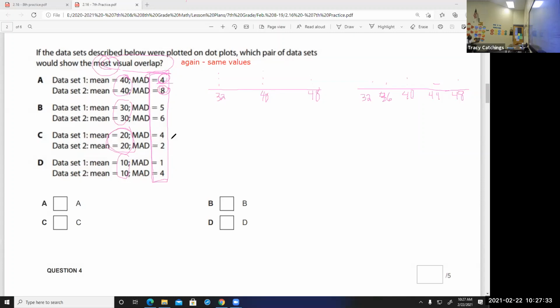Look at your MAD. Look at your MAD. Are any of them close to each other, MADs? 5 and 6. I mean, if I start at 30, then I'm gonna possibly have some over here at 25, but then I'm gonna also have some at 24 because the other data set had them 6 units apart. B would be the correct answer due to those MADs. So if the 2 MADs are very close together, the numbers will overlap.